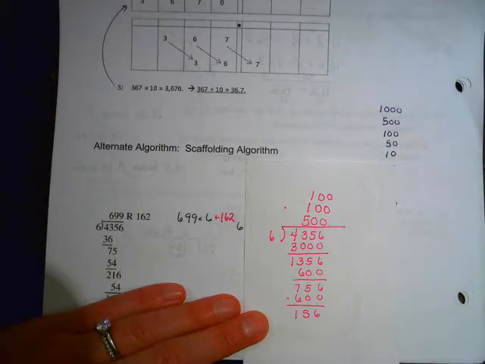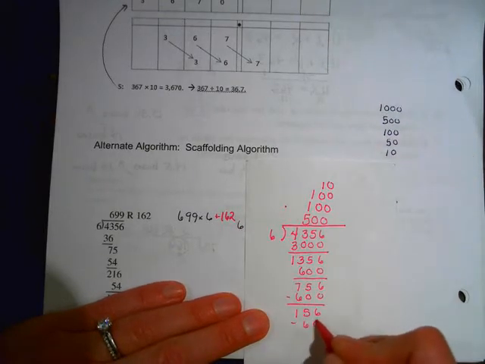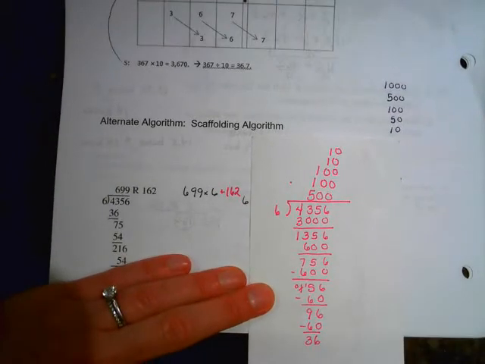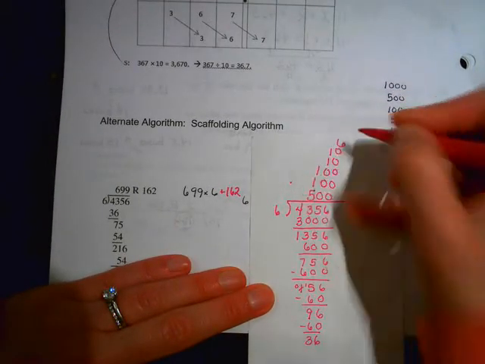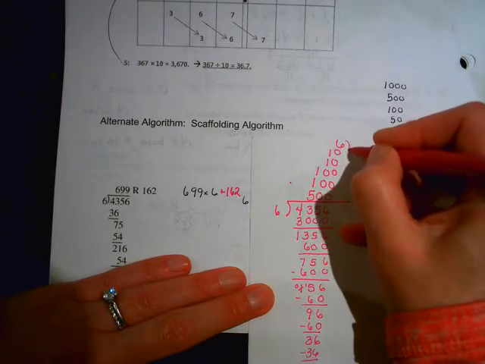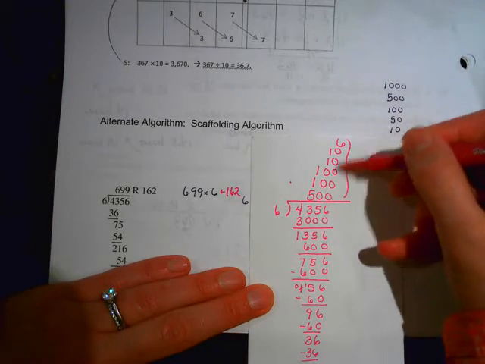So now I say, start with some 10s. So he would start with a 10. 10 times 6 is 60. You do another 10, and now he's down to 1s, so then it would just be a 6, and there's no remainder. And so then your quotient is just this scaffold. That's why it's called the scaffolding. You just add this up, 5, 6, 726.